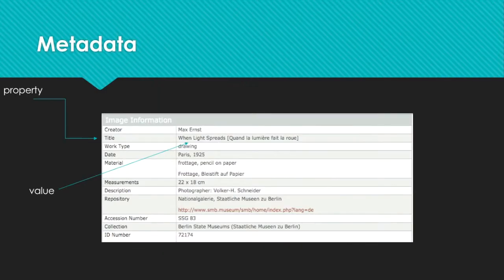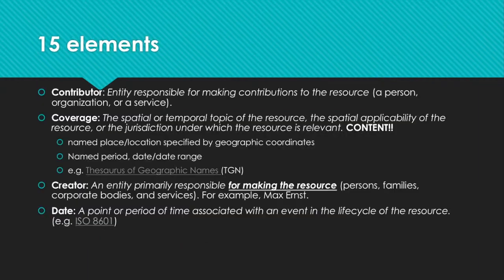So this is the metadata visualized separately, and I show you that the property in this case would be everything in the left column, so creator, title, work type, date, material, etc. And the value for each of these items would be in the right column. So for example, Max Ernst is the creator, the title is When Light Spreads, the work type is a drawing, and the date is Paris, 1925.